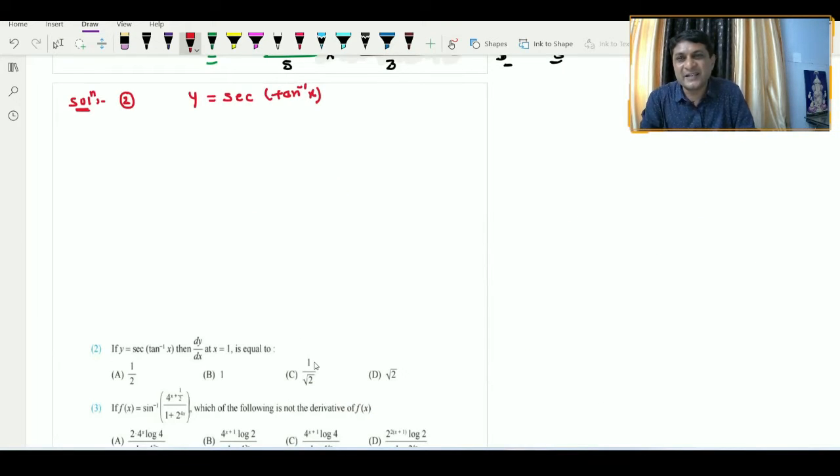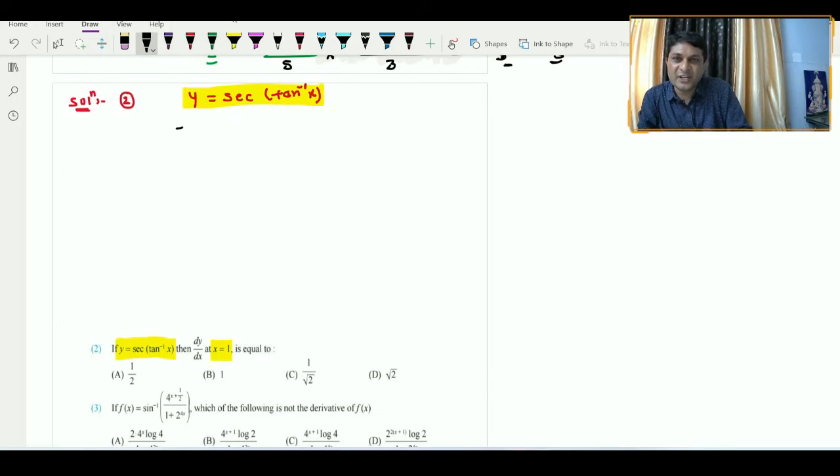Now observe the second example. In this case, what is the given function? y is equal to sec of tan inverse of x, और यहाँ पे भी हमें डेरिवेटिव निकालना है at x is equal to 1. चलो पहले तो ये फंक्शन हमने यहाँ पे कंसीडर कर लिया है, y is equal to sec of tan inverse of x.